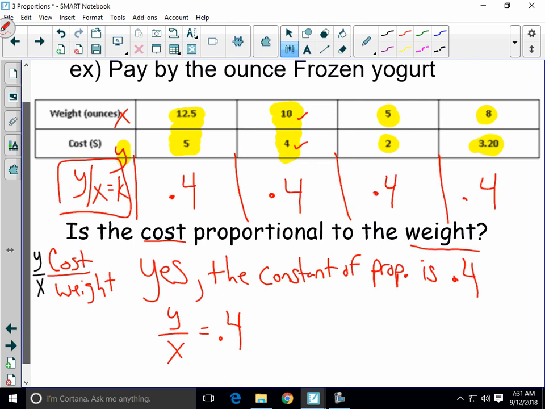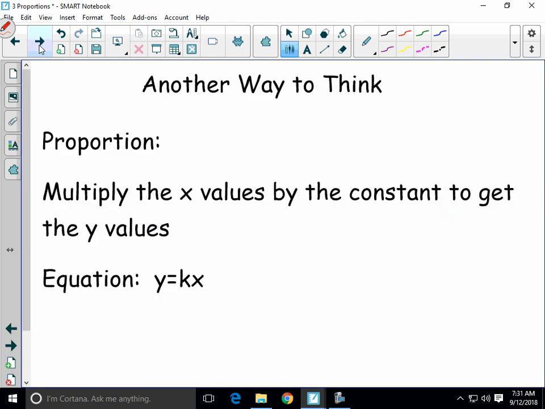All right, let's look at the same problem, but in a slightly different way. Okay, so here's another way to think about proportion. This is if you know the constant. So in the last problem, we knew the constant. We figured it out. It's 0.4.